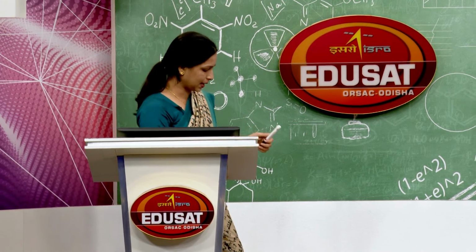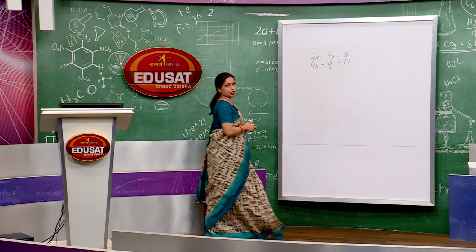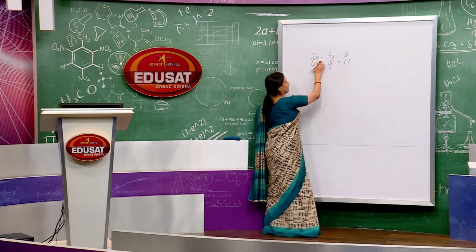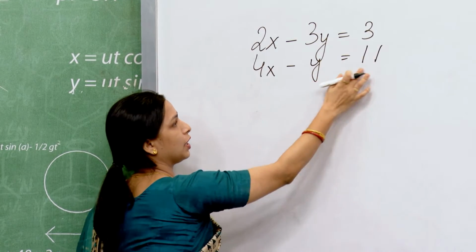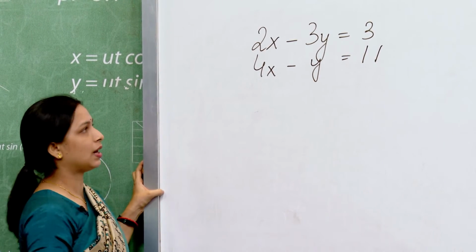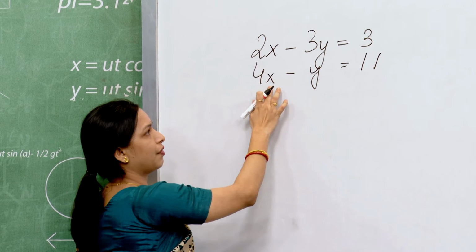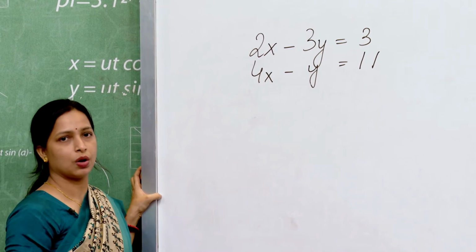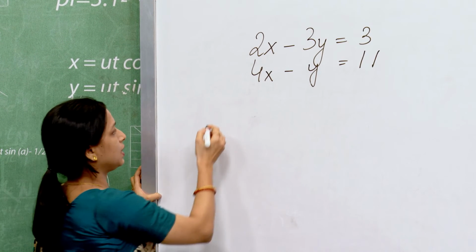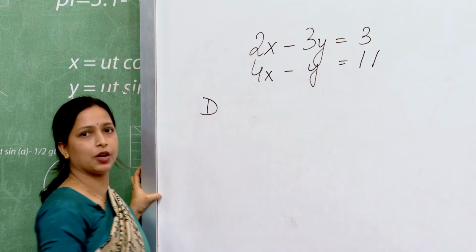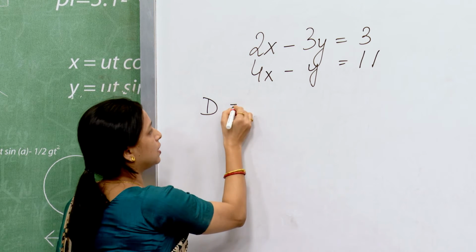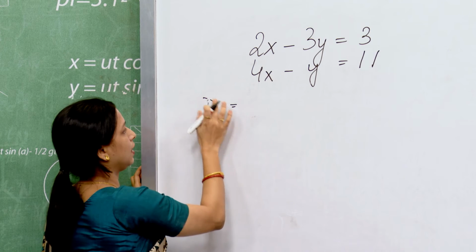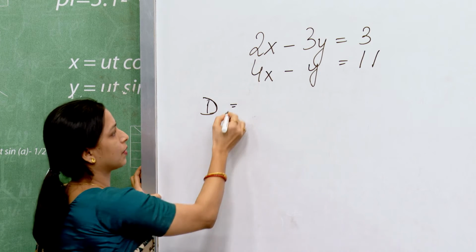Let us say we have 2 equations: 2x minus 3y equals 3 and 4x minus y equals 11. We have to find the values of x and y. How do we do it? What is the first step? The first step is to find the value of the determinant of the coefficients. Let us name it D.